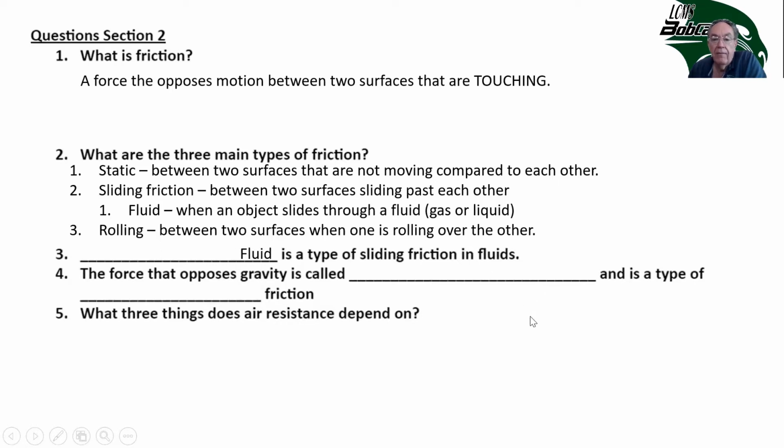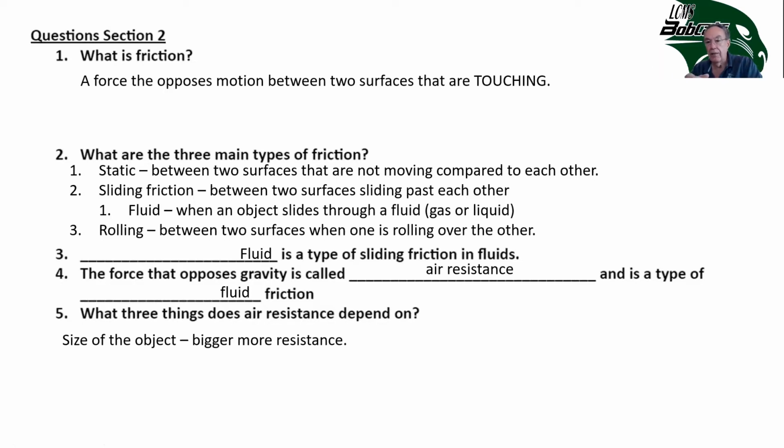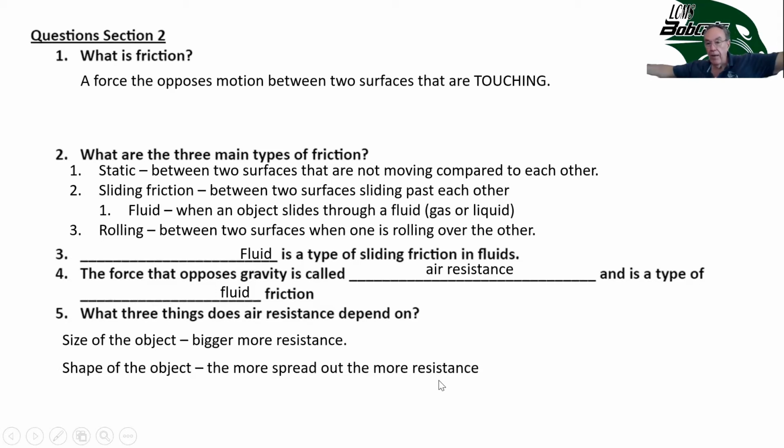Fluid friction is a type of sliding friction in fluids, which remember are liquids or gases. The force that opposes gravity is called air resistance and is a type of fluid friction. And we said it depended on three different things: the size of the object, so the bigger it is, the more air resistance. This is why you want a large parachute instead of a tiny parachute. The shape of the object, which is why parachutes spread out and they're not shaped like the end of a rocket, or you would just fall down.